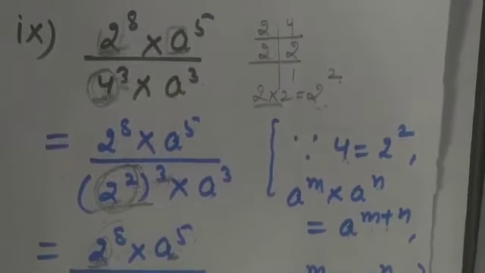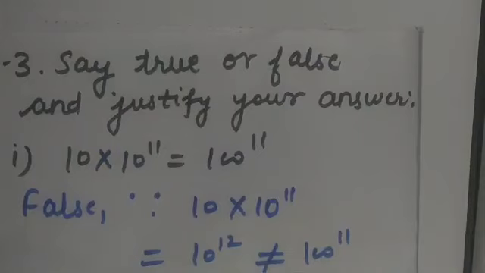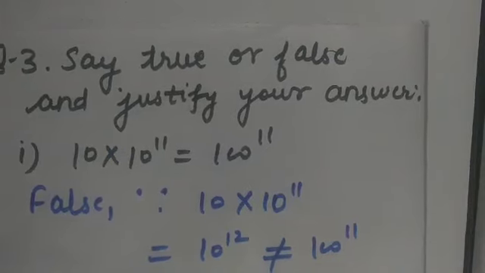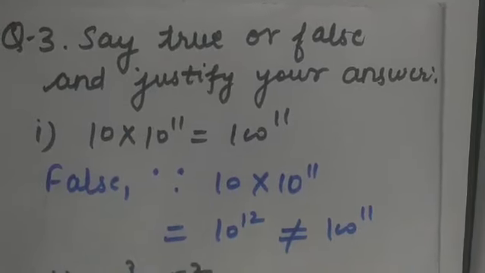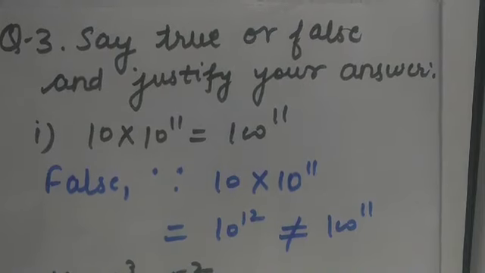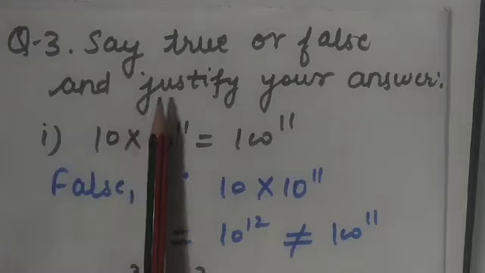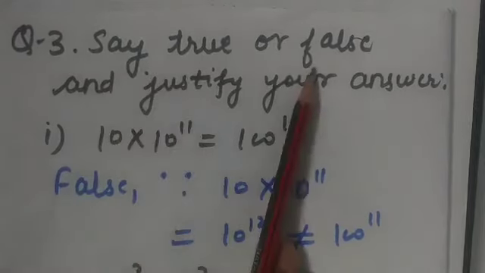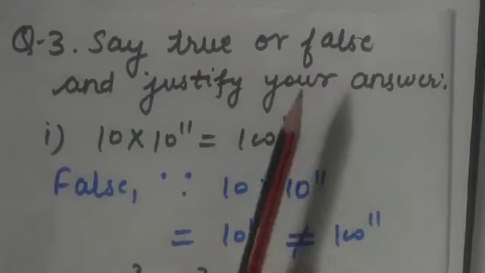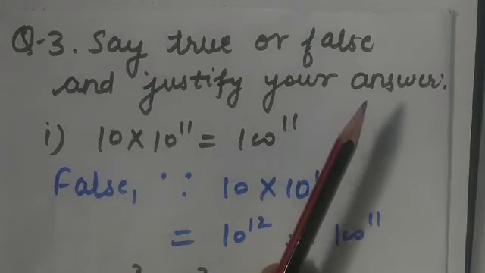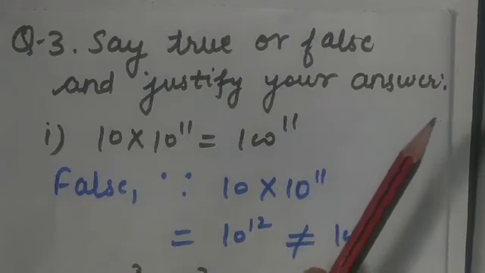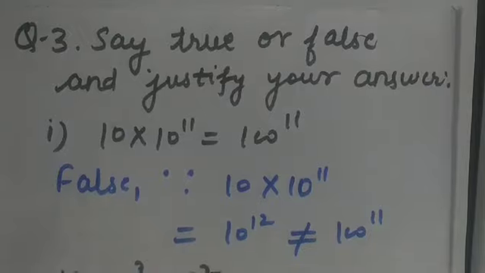Now let us discuss part number 10. Now 3 parts, last 3 parts of question number 2, I am leaving that for you. Okay, you have to do them yourself, they are easy to solve. Come to question number 3, this also I have given in your homework. Say true or false and justify your answer. We have to write the true or false and we have to justify the answer. It means we have to explain the reason.